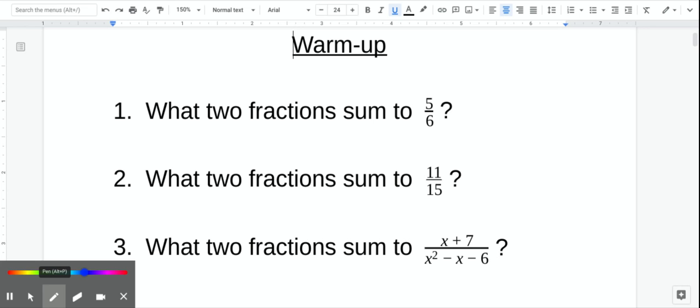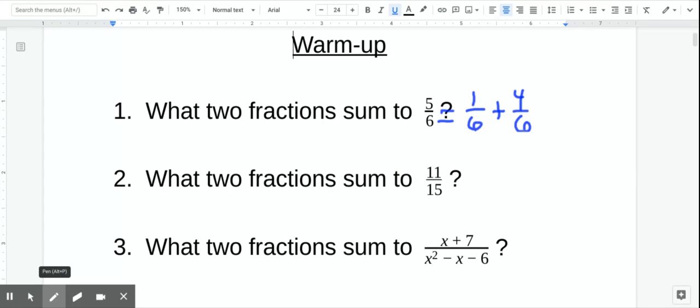Before we get started in today's lesson, I want to take a look at these simple warm-up problems. We want to know what two fractions sum to 5/6. And there's lots of different answers we could do for this. It could just be something as simple as 1/6 plus 4/6, or maybe 2/6 plus 3/6, or something like that. Same thing for 11/15. Maybe we say 3/15 plus 8/15.